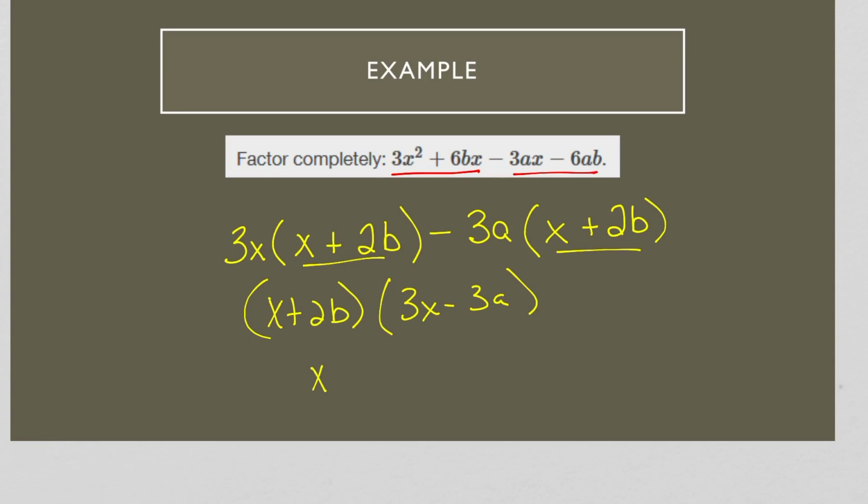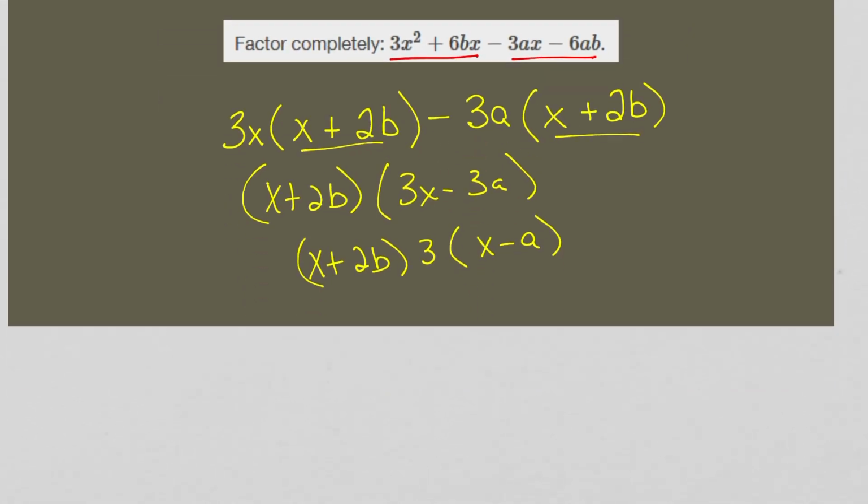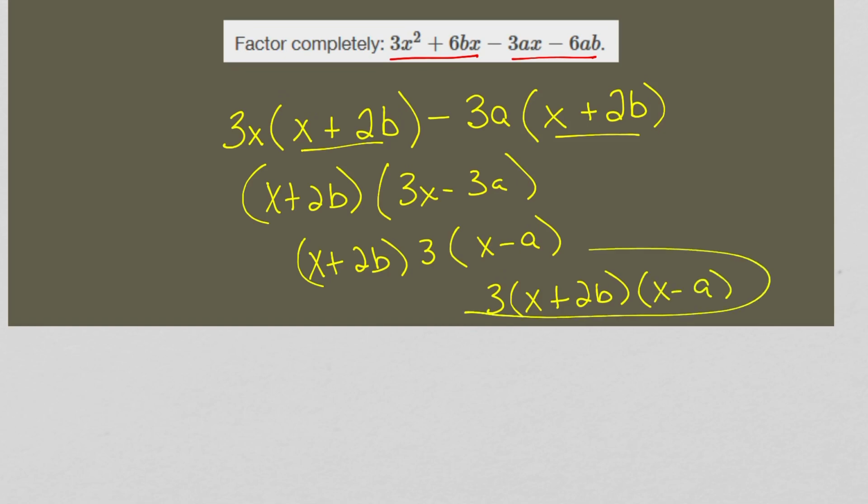So we've got our x plus 2b here. I'm going to factor out my 3, and then I'm left with x minus a. But this could be written as 3 in the front. That's the proper way to write it. x plus 2b, and then x minus a. And this is fully factored.